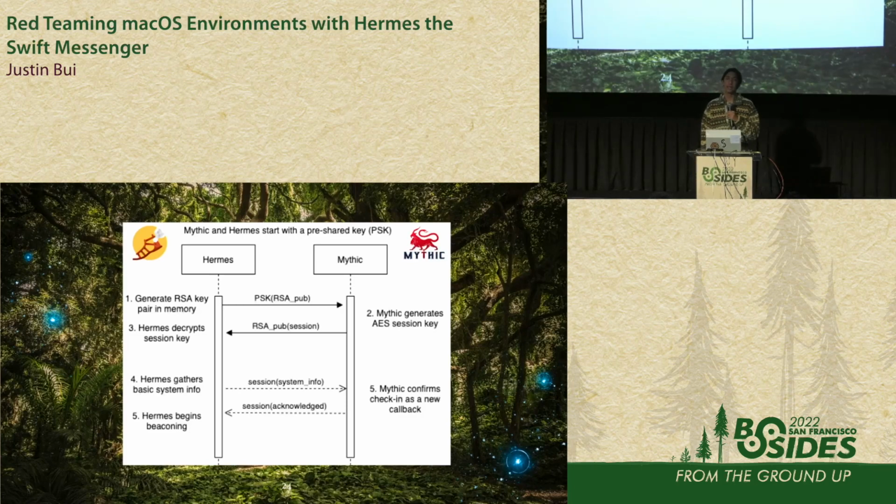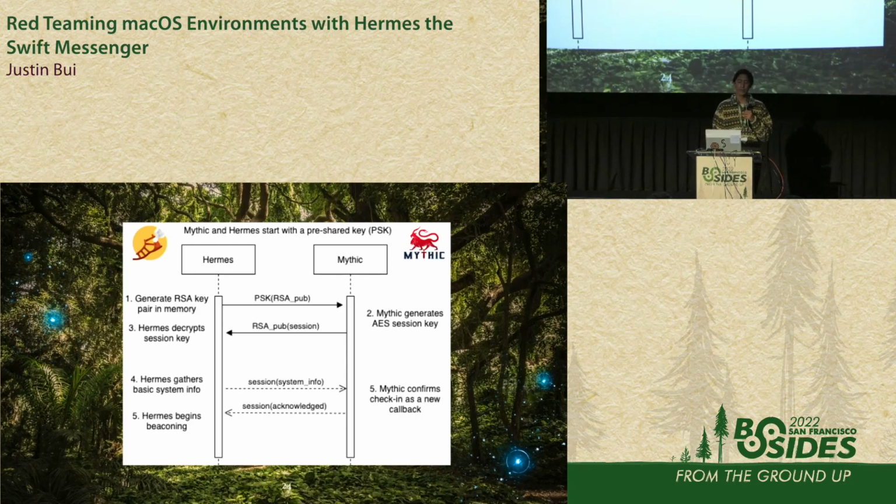Mythic will then generate an AES session key. It encrypts this AES session key with that RSA public key that was received from Hermes. Hermes, of course, has the corresponding RSA private key and is able to decrypt that AES session key. And so now Hermes has the AES session key generated by Mythic.